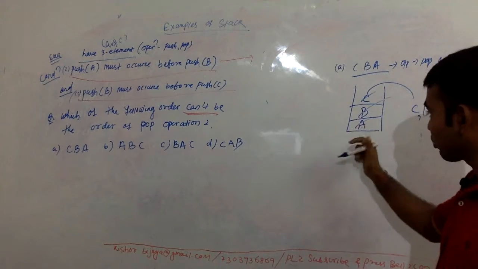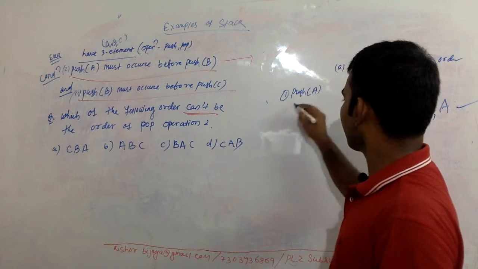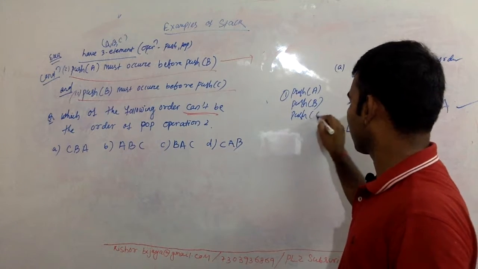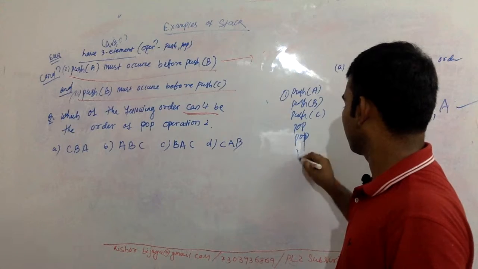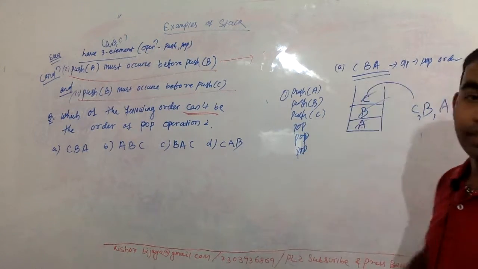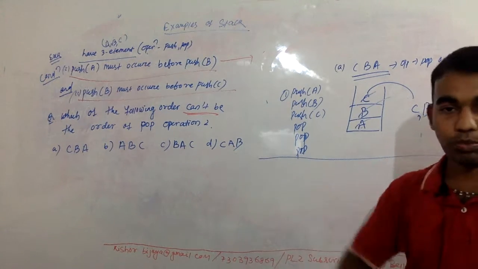So that means for this particular pop order, the pushes are: push A, push B, push C. That is the order. Then pop, pop, pop. If I do it in this order, I am going to get CBA. Now the next question is whether the second option is possible.